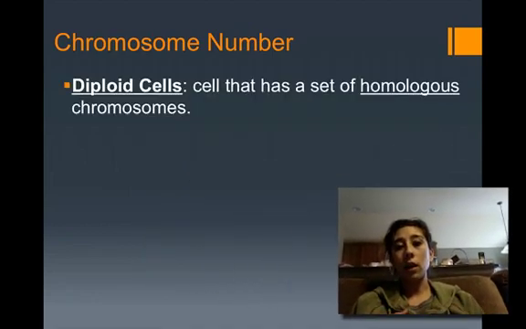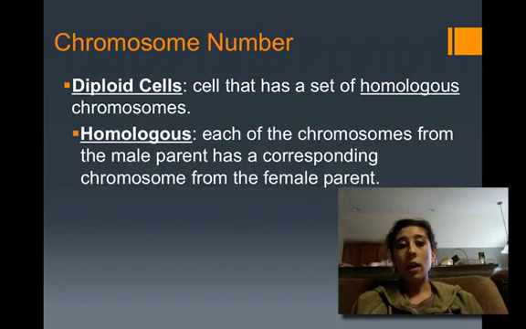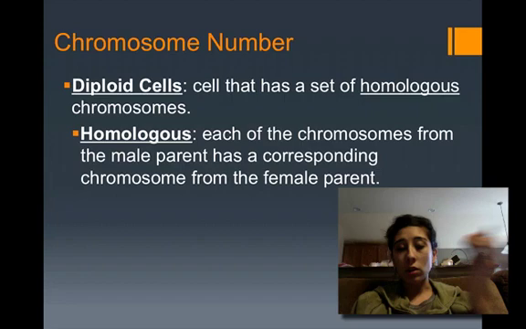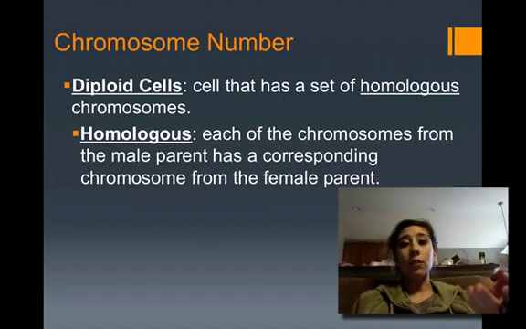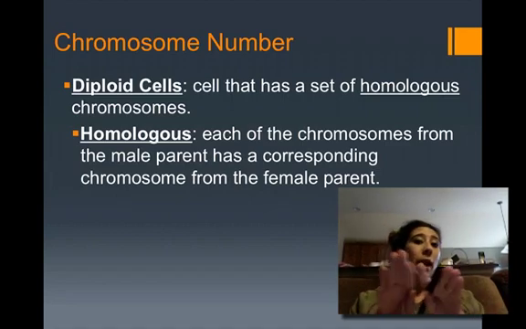Diploid cells are the cells that have a set of homologous chromosomes. Something that's homologous is where each of the chromosomes from a male parent has a corresponding chromosome from a female parent. So I have genetic information locked in a chromosome from mom and from dad, and when you put them together in the pairing that's seen, we call those homologous chromosomes because the genetic information is going to encode for certain genes, but they're pairing together.